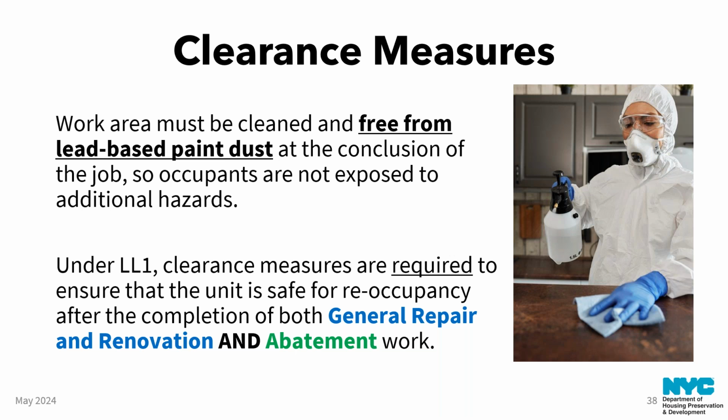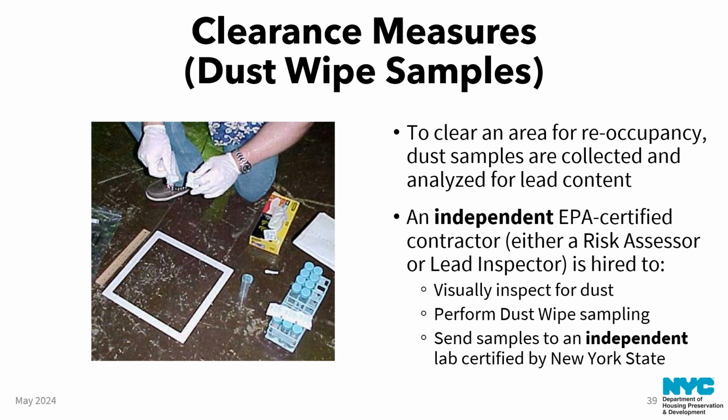And clearance is required for both general repair and renovation and abatement work. This is an example of a contractor taking clearance measures. This is dust wipe sampling. So you can see that the contractor has placed a template on the floor, and what they are about to do is they're going to wipe that area of the floor with a wet wipe in a specially prescribed way. And then they're going to put the wet wipe in one of the vials that we see at the bottom right of the photo, and they're going to send that to an independent lab certified by New York State, and that lab is going to do testing to determine whether or not the site is safe to reoccupy.